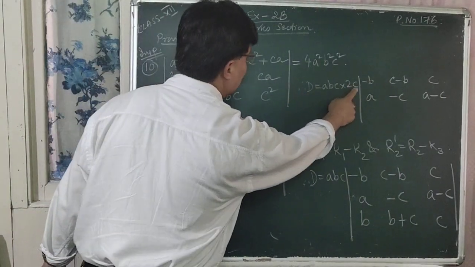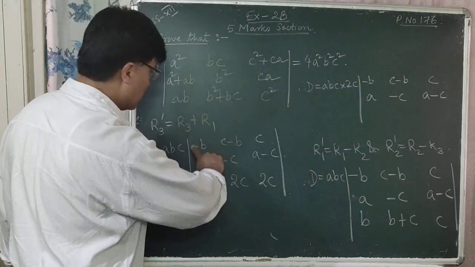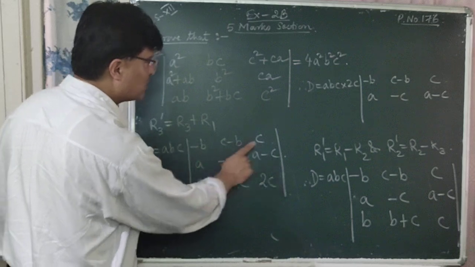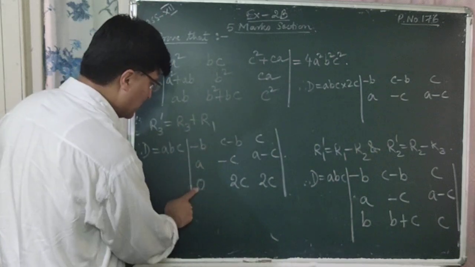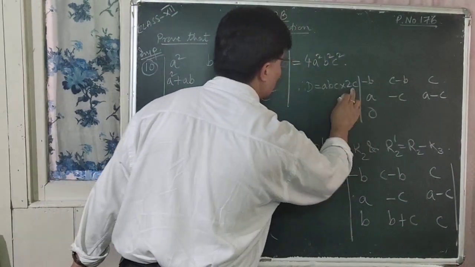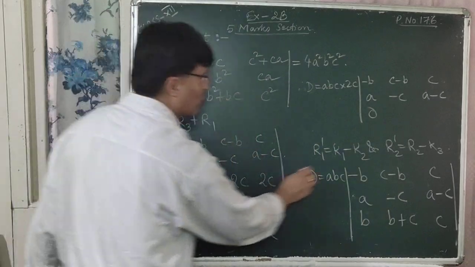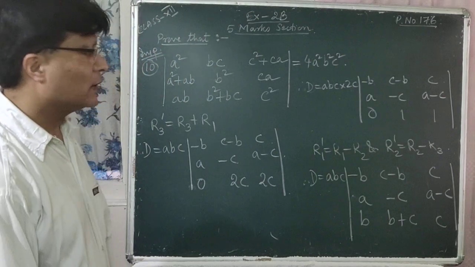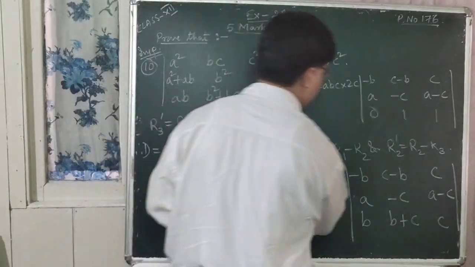That is ABC into what? 2C is taken common. The first row, second row remains same. That is minus B, C minus B, C, A minus C, A minus C. Right? Then 0. So 2C is taken common here. This is 1, 1. This is 1, 1. Is that clear?